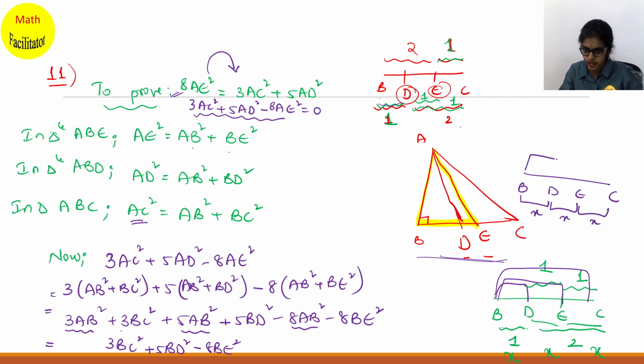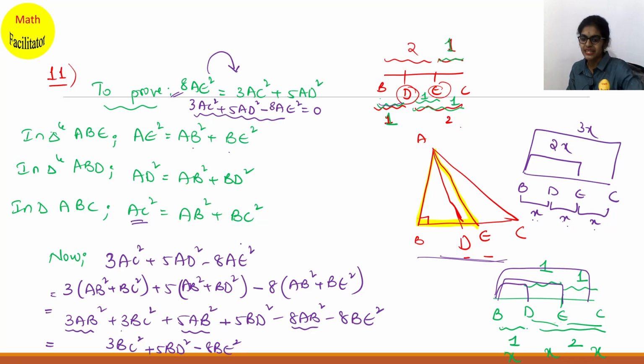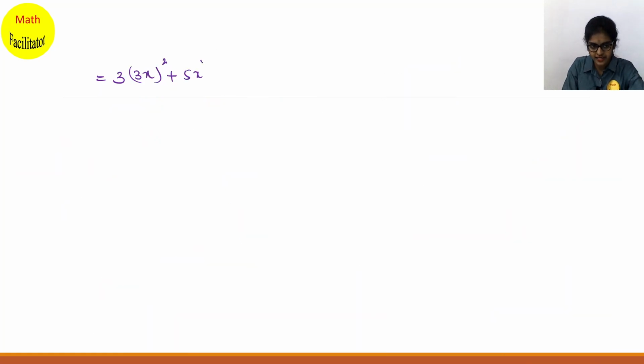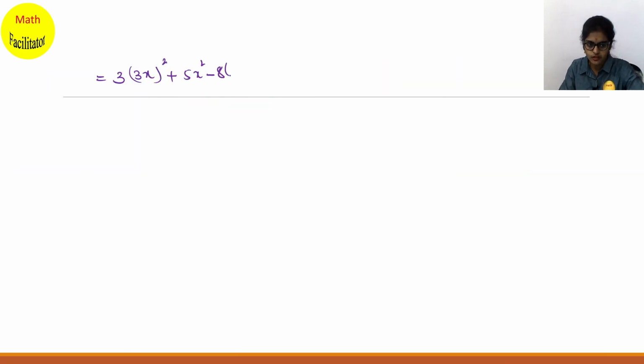Now BD is x. What about BE? BE is x plus x, which is 2x. Now what is BC? BC is x plus x plus x, 3x. So that is what we are going to substitute here. 3 times BC square, BC is 3x, so 3x whole square, plus 5 times BD square, BD is x, so 5x square, minus 8 times BE square, BE is 2x, so 2x whole square. So 3 times 9x square plus 5x square minus 8 times 4x square.